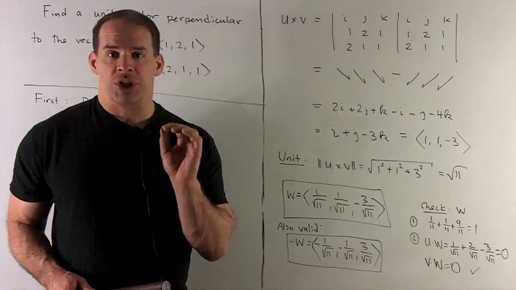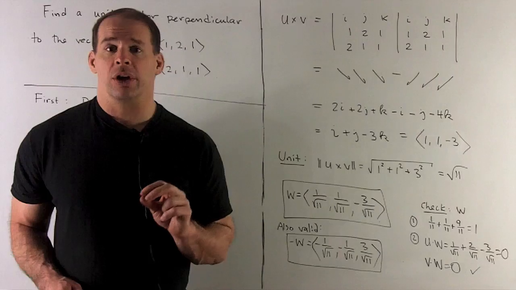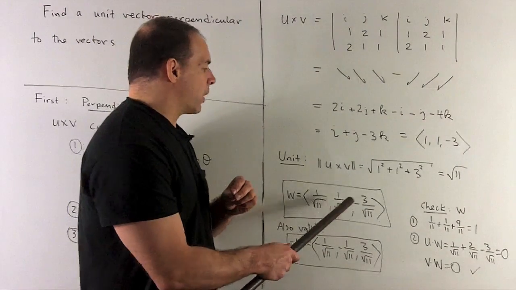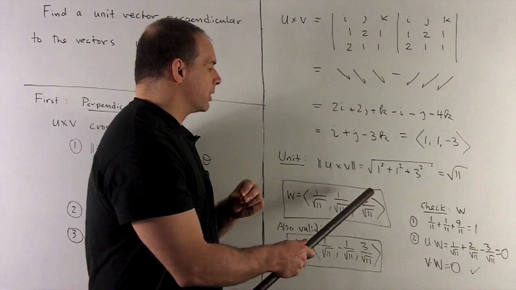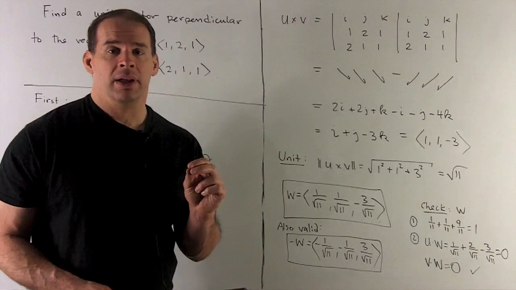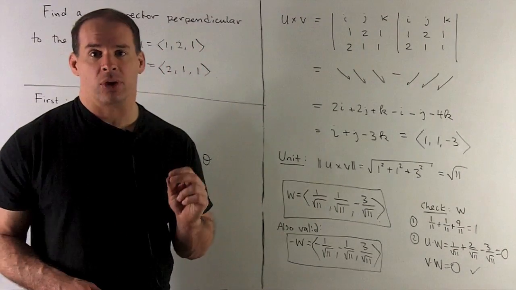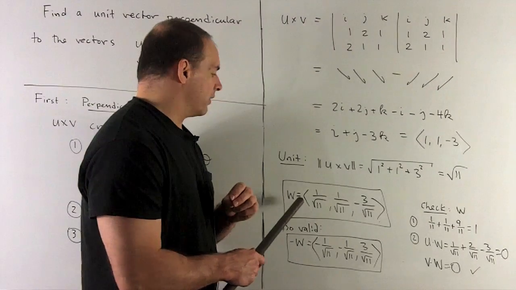All right, we should check our work. So two things we want to check. We want to check unit and perpendicular to u and v. Unit, you just take the sum of the squares of your entries. You'll get 1 squared plus 1 squared plus 9 gives me 11 on top. And then I'm just going to have square root of 11 squared on the bottom, which is another 11. So 11 over 11 gives me a 1. So we have a unit vector.